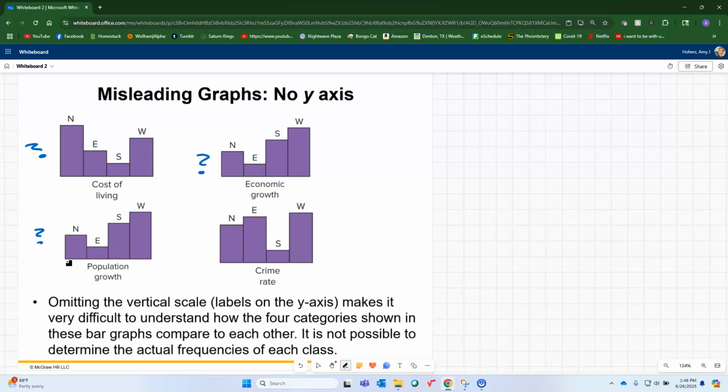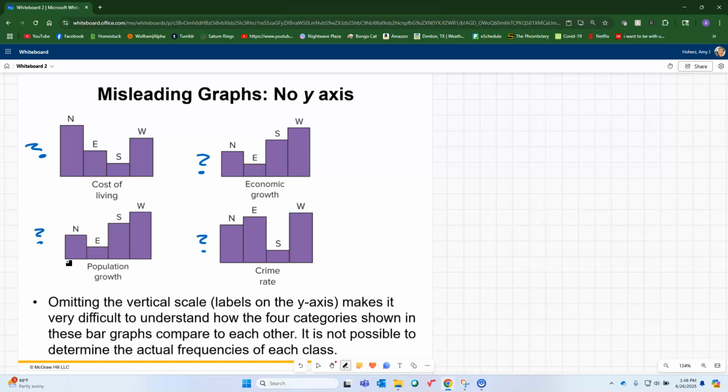But the biggest thing is, like, how high is north? Is that at 1? Is that at 100,000? With no y-axis, these graphs really mean nothing. All we can do when we look at these, for instance, with the cost of living, is we can say north was the highest, west was the second highest, east was the third highest, south was the lowest. That's all we can say, but we can't say what any of them were.